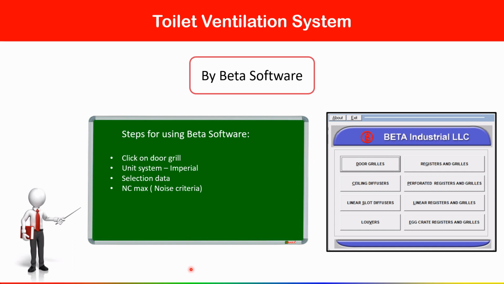After that, in selection data you have to write down the noise criteria. The noise criteria depends on which type of toilet you are designing. If you are designing for a private toilet, it is better to take 35 decibels, that is enough. But if you are designing for commercial toilets, it is better to take a 45 decibel noise criteria. So here we have to input 45 decibels for a commercial toilet.